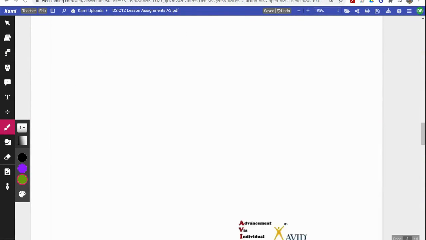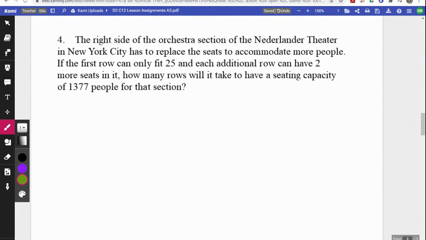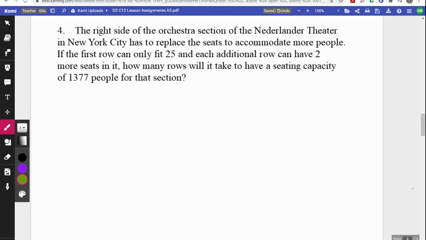Whew. All right. Here's a word problem. These could be complicated, but let's just write down everything we know. The right side of the orchestra section of the Nederlander Theater in New York City has to replace the seats to accommodate more people. If the first row can only fit 25 and each additional row can have 2 more seats in it, how many rows will it take to have a seating capacity of 1377 people for that section? So how many total rows?